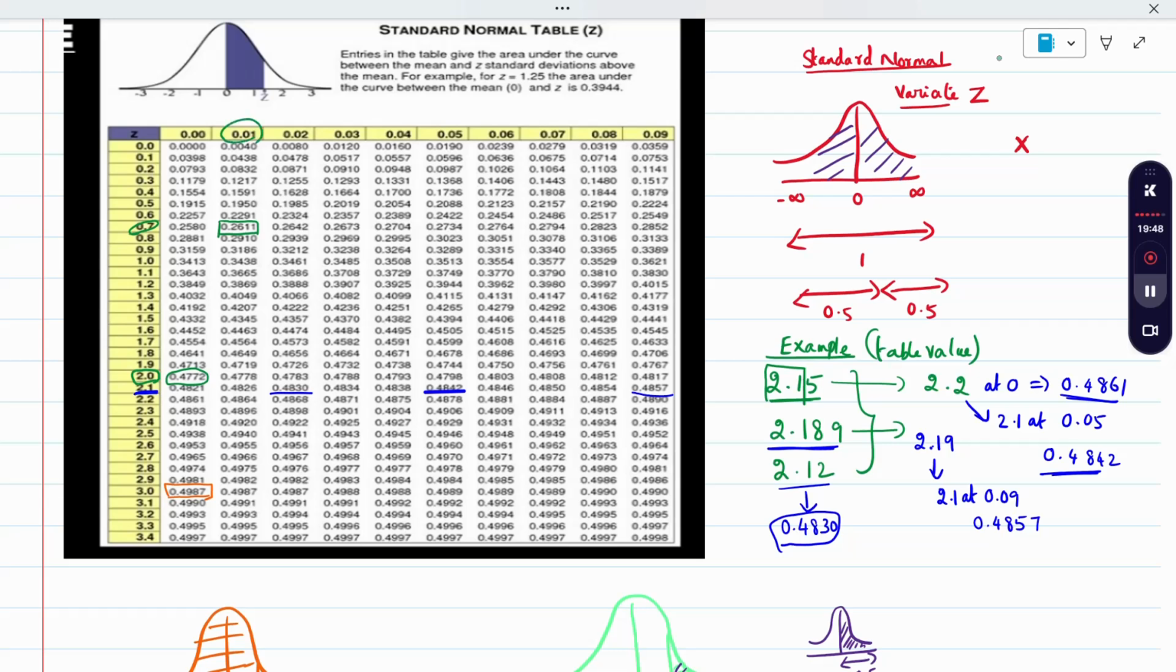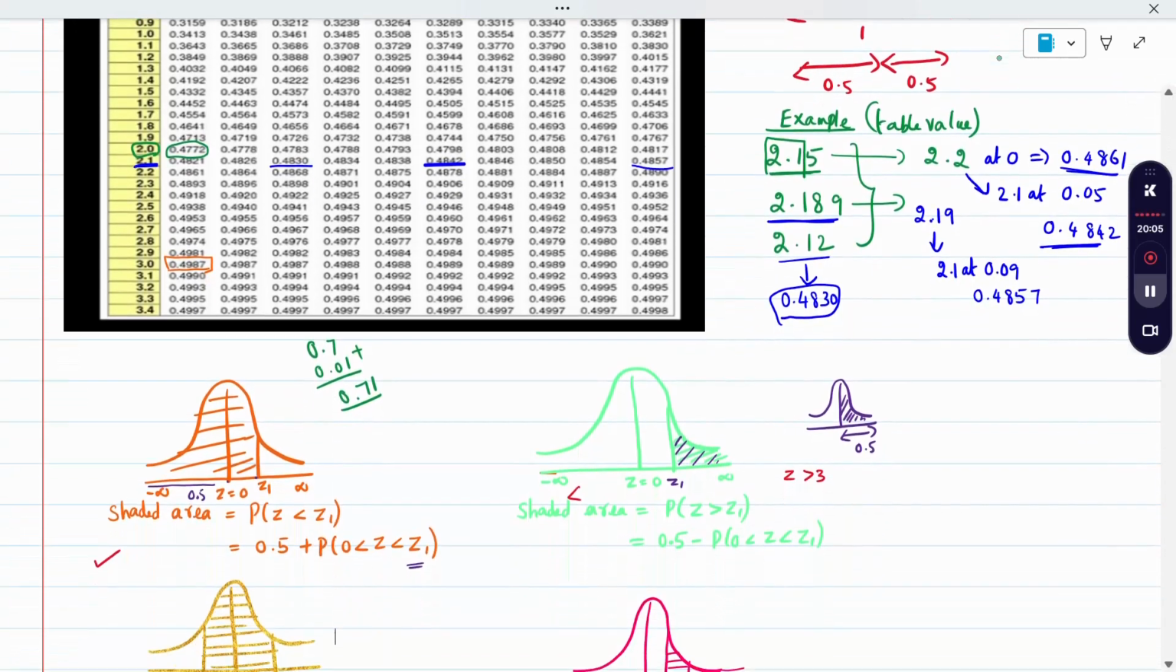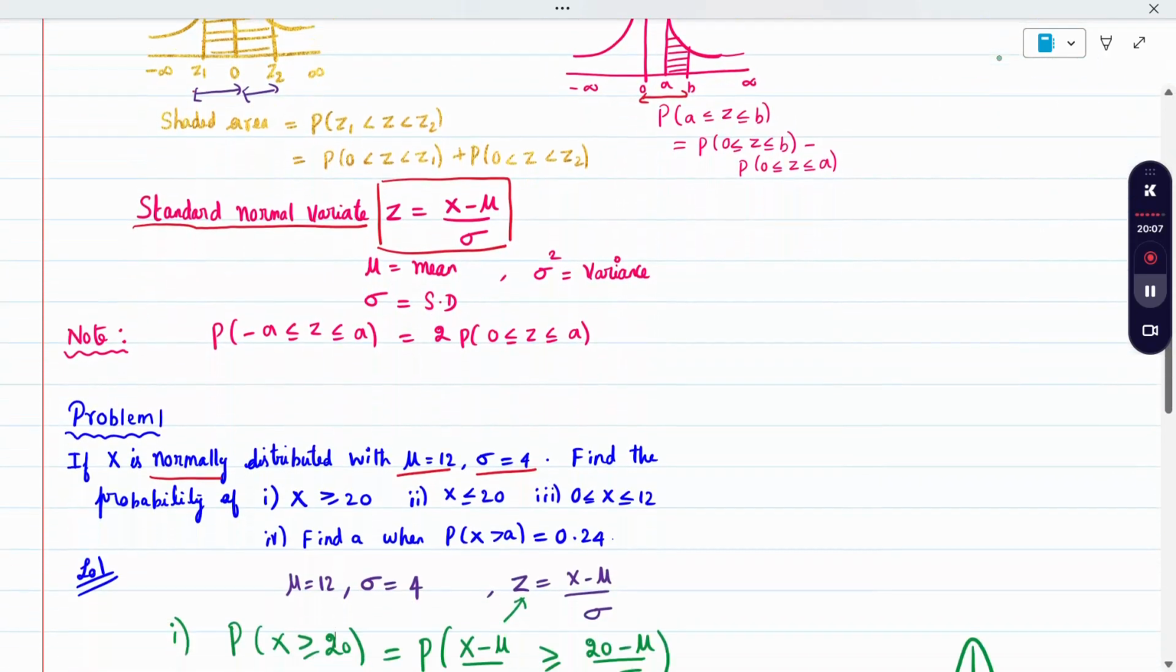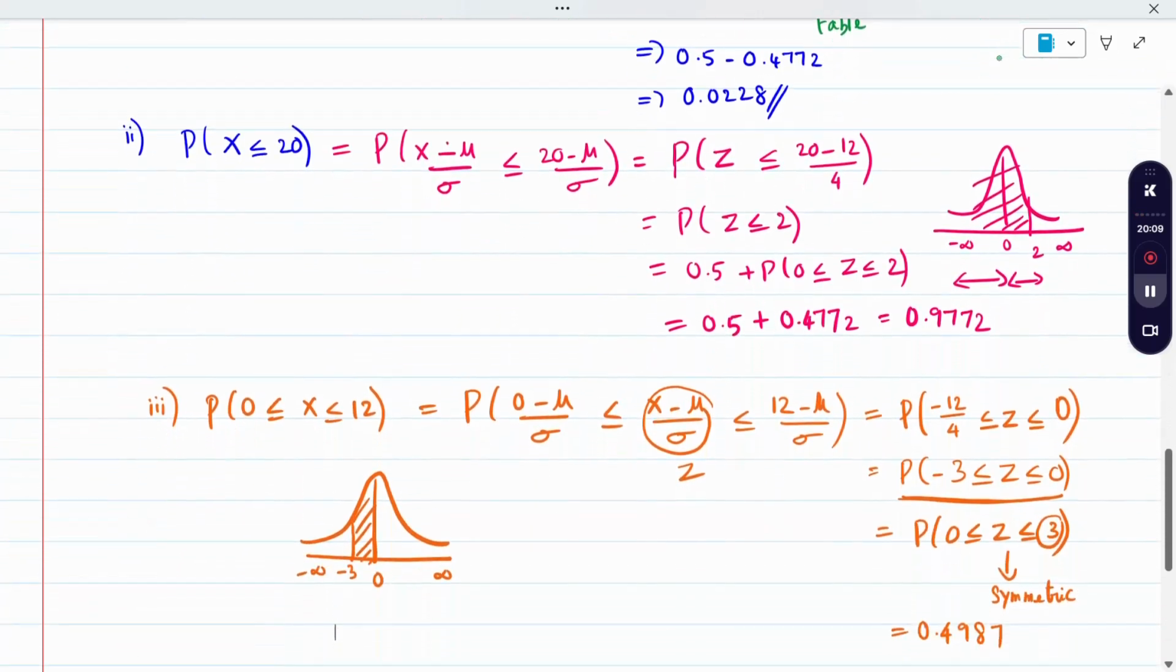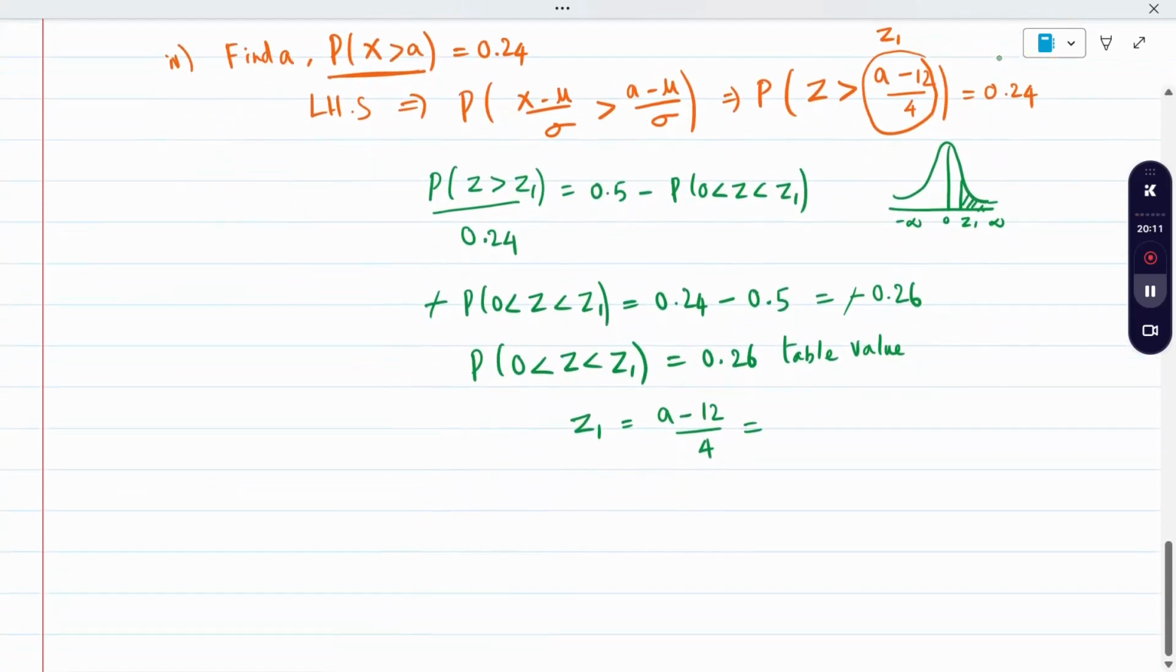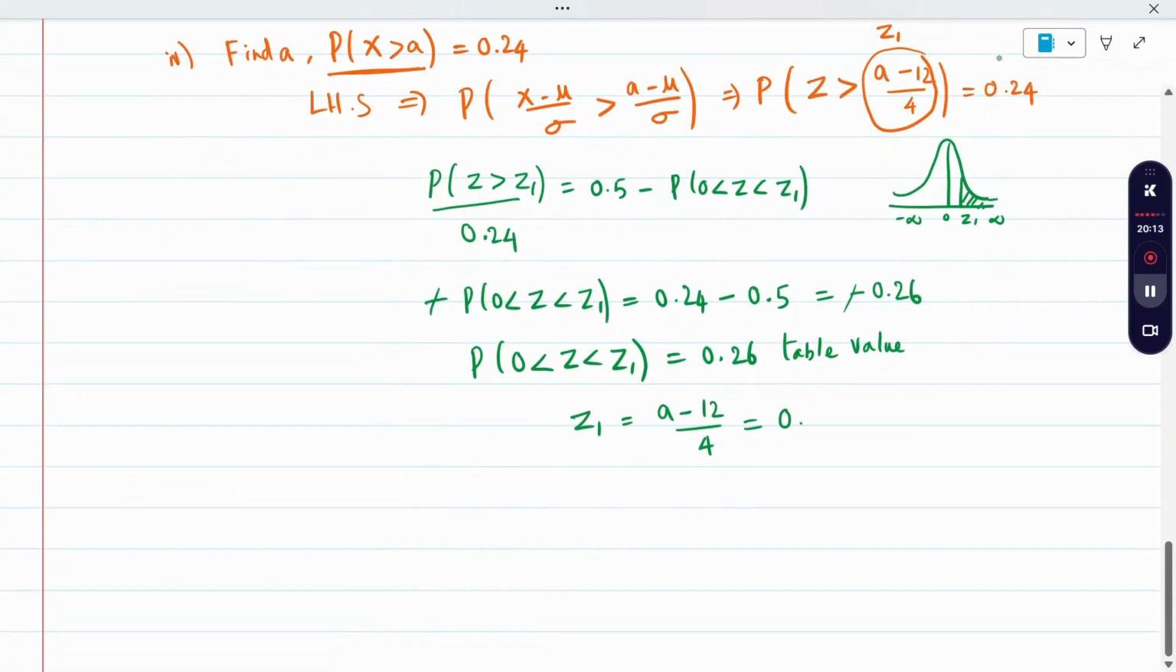When I combine and write, 0.7, okay, plus 0.01. So it is nothing but 0.7, 0.01. So it is nothing but 0.71. Okay, 0.71. The answer is 0.71. So now when I write it, Z1 is equal to 0.71.